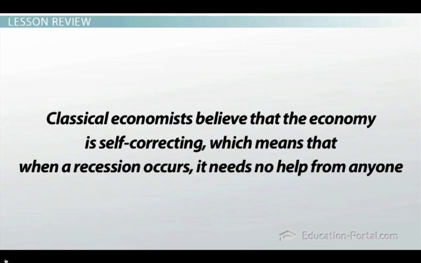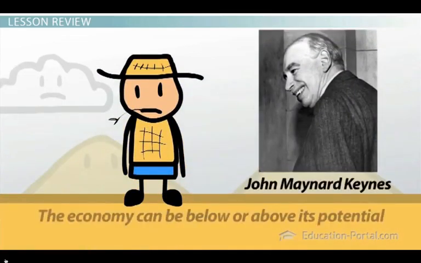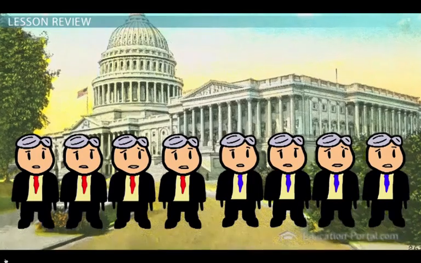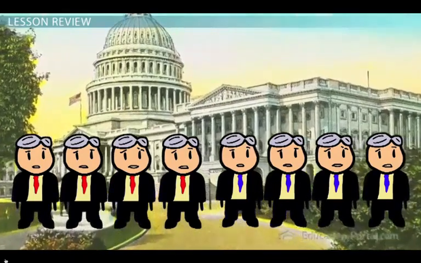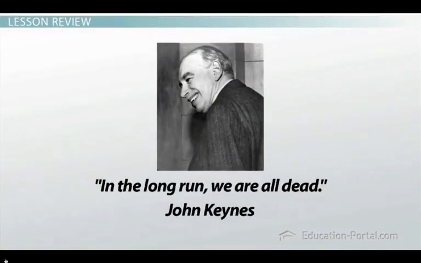Classical economists believe that the economy is self-correcting, which means that when a recession occurs, it needs no help from anyone. The Keynesian model came about when economist John Maynard Keynes observed that the economy is not always at full employment. In other words, the economy can be below or above its potential. Keynes believed that governments and monetary leaders should do something to help the economy in the short run, or the long run may never come. In fact, he's quoted as saying, "In the long run, we're all dead."